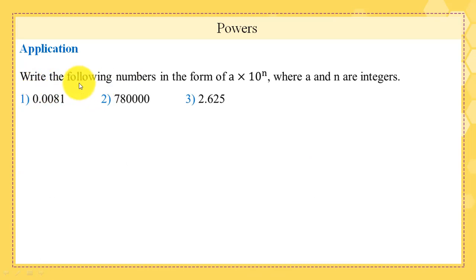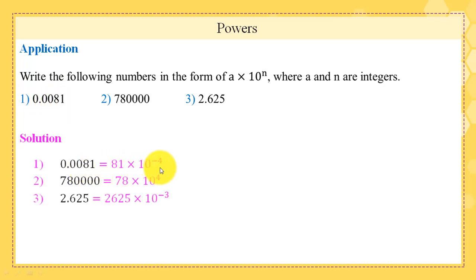This is an application. Write the following numbers in the form of a times 10 power n, where a and n are integers. Please pause the video and try to solve this application. Solution. 0.0081. Here 81 is an integer, and we have 4 digits after the decimal point. Thus, 0.0081 equals 81 times 10 to the power minus 4.